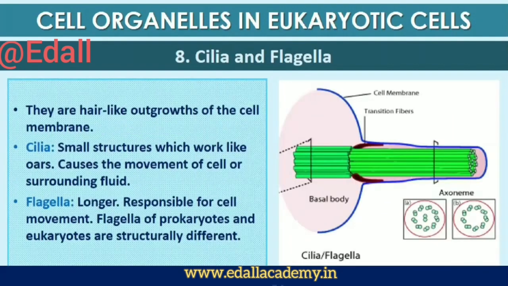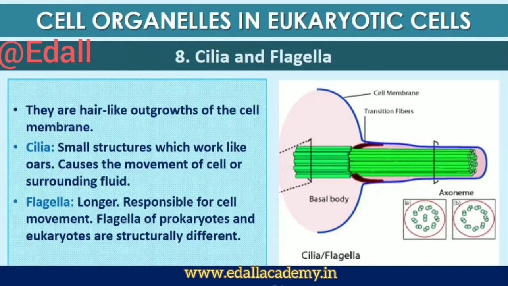8.5.8 Cilia and Flagella. Cilia, singular cilium, and flagella, singular flagellum, are hair-like outgrowths of the cell membrane. Cilia are small structures which work like oars, causing the movement of either the cell or the surrounding fluid. Flagella are comparatively longer and responsible for cell movement. The prokaryotic bacteria also possess flagella, but these are structurally different from that of the eukaryotic flagella.